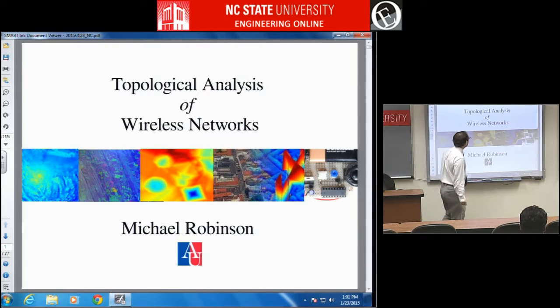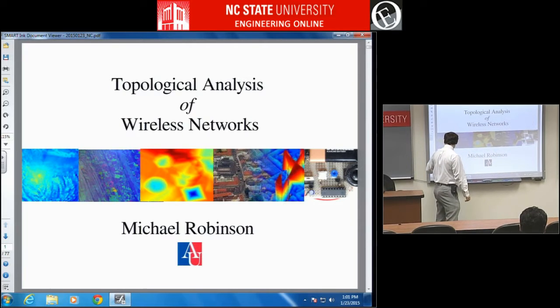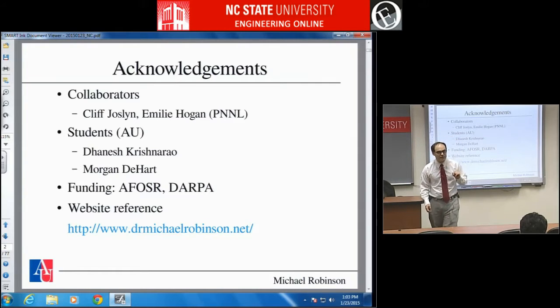So I'm going to talk to you about wireless networks and a method for using topological methods to analyze wireless networks. And not just topological methods like homology, but also to use sheaves as well. Because sheaves are really the way to store and understand local information. Something that you might have in a wireless network is information that is local to particular nodes or local to a particular link.